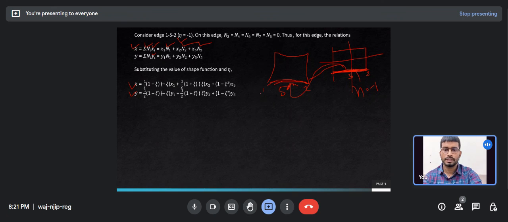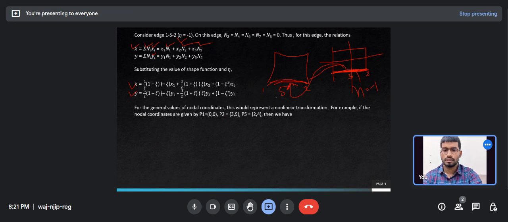For that example, I have taken the coordinates of node 1, 5, 2 like this. The node 1 coordinate is 0, 0, node 2 coordinate is 3, 9, node 5 coordinate is 2, 4, right? So once we know the coordinates, we put the coordinate values here. From that, we will get x and y purely in the form of zeta, right? So this is x, and this is y, in terms of zeta.